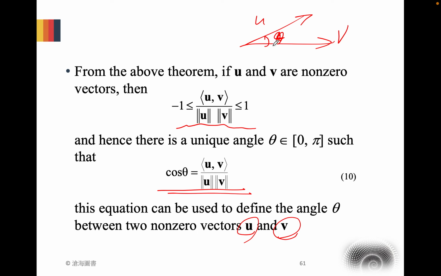However, if you have a different definition of the inner product, the angle theta may be different, because the cosine theta should be equal to the inner product of u and v divided by the norm of u times the norm of v.